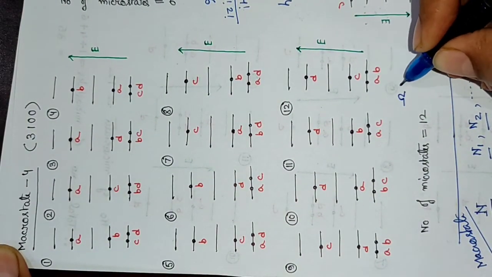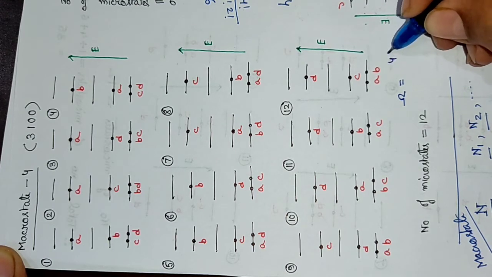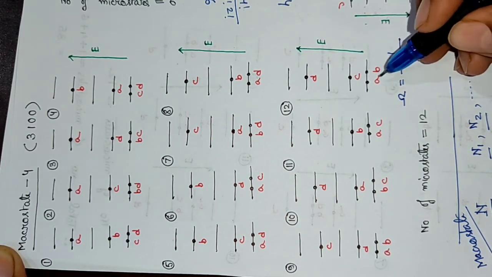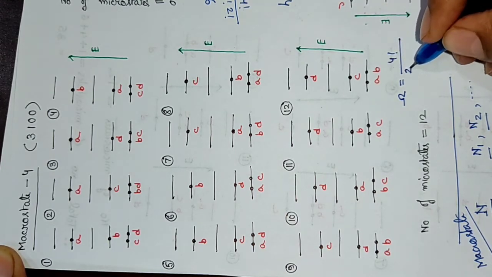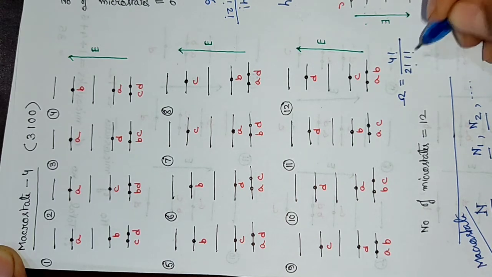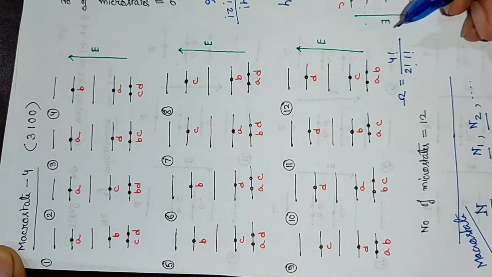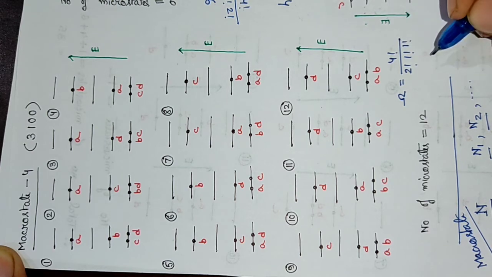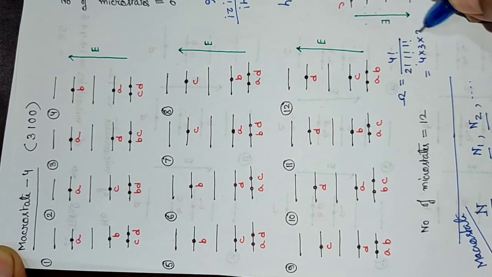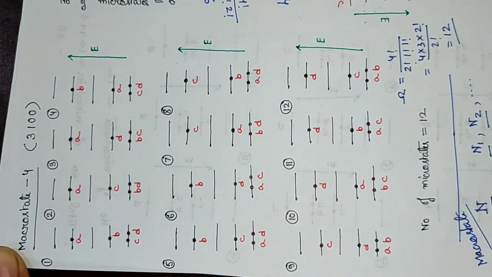Now for macrostate 4, what will happen? Omega, that is the number of microstates, equals 4 factorial by, we have 2 particles here, so it is 2 factorial, then 1 factorial, then 0 factorial, then 1 factorial. So it will be 4 into 3 into 2 factorial by 2 factorial. It will cancel out, we will get 4 into 3 equals 12 microstates. So it is matching.